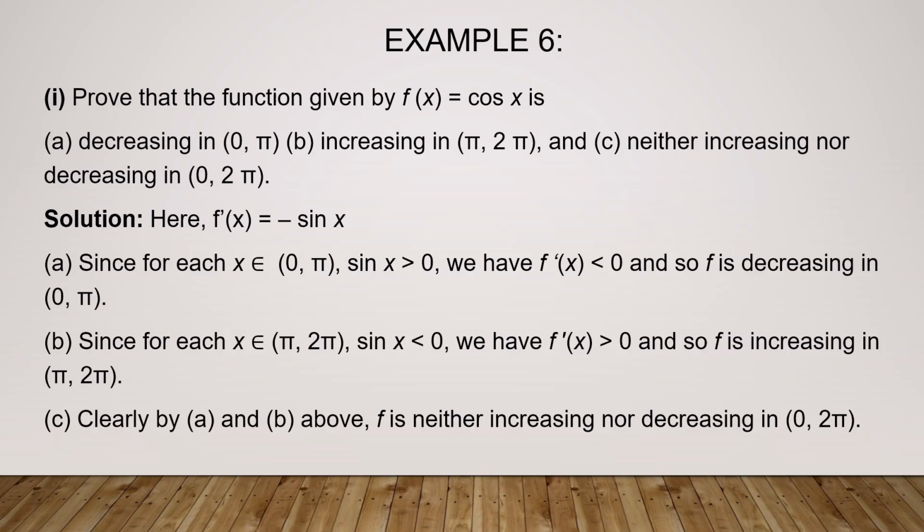T and C are positive, but sin is not. So sin x is less than 0 in third and fourth quadrant. So we have f dash of x greater than 0. And so f is increasing in pi to 2 pi.